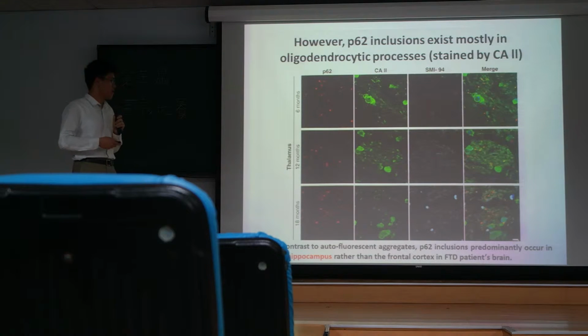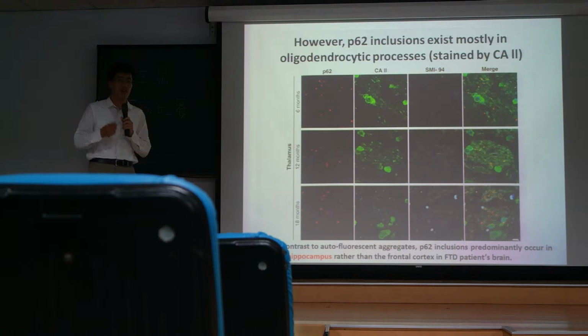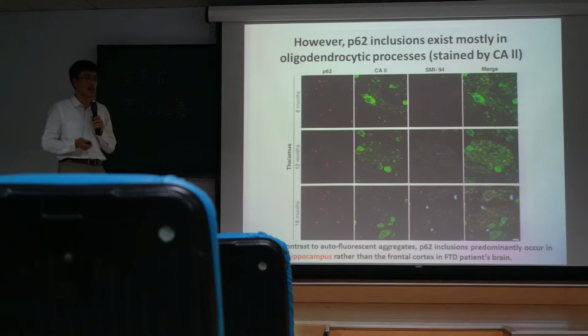In a more clinical respect, some doctors have shown that the P62 inclusion predominantly occurs in the hippocampus instead of the frontal cortex. So I think it's quite paradoxical, because the neurodegenerating area of the FTD patient is usually in the frontal cortex. However, the autofluorescent aggregates are usually located in the patient's frontal cortex. So it might be a more evidential biomarker to detect FTD.